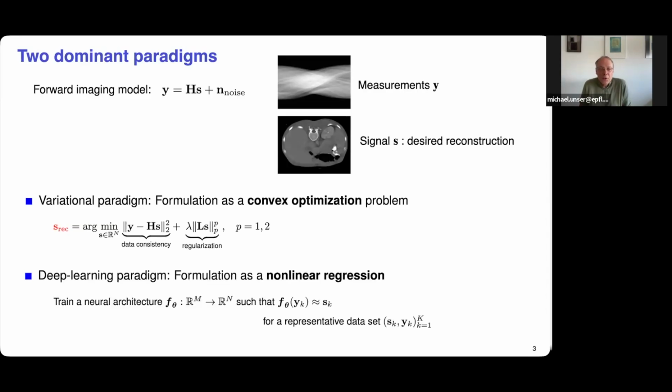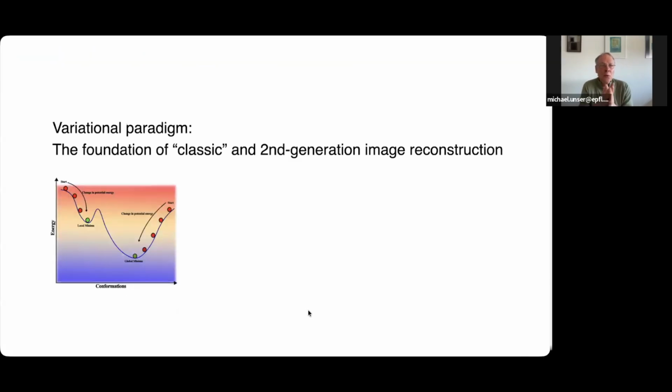Okay, and then there's the deep learning paradigm, which is a more pragmatic approach. Here we want to train a neural network so that if we enter the measurements y, the output of this neural network gives us the desired signal. This can only be achieved, of course, if you have representative data of measurements and corresponding reconstructions, that you need to have obtained with some classical algorithm.